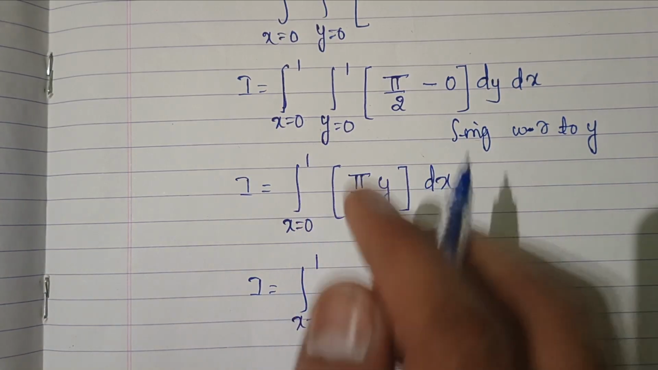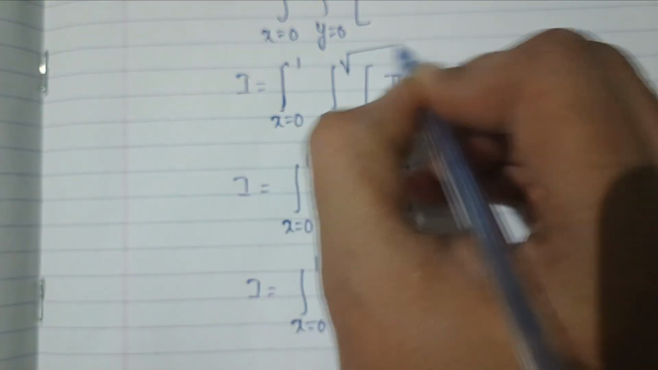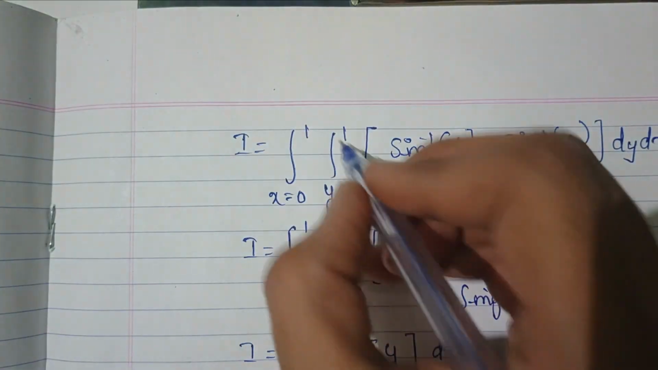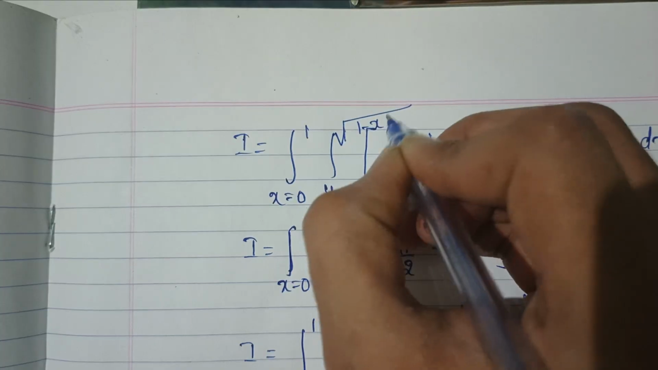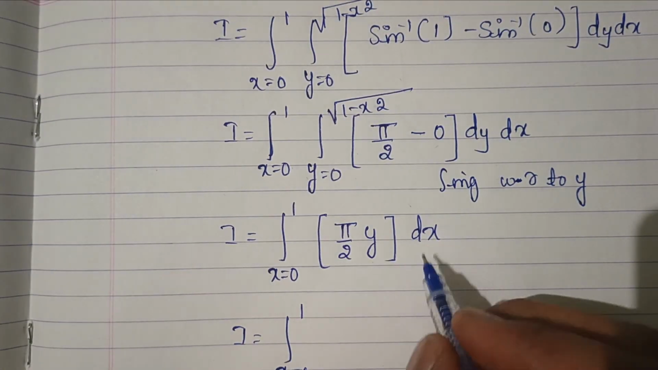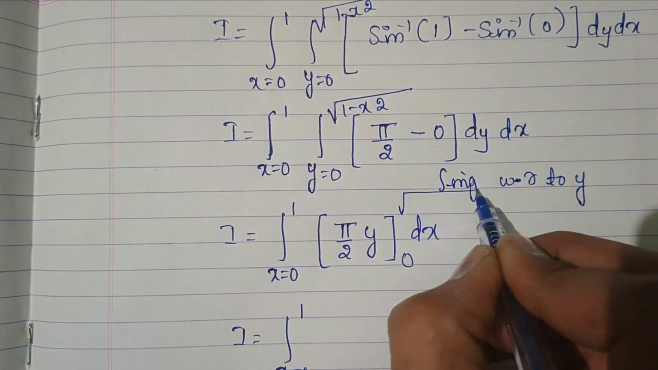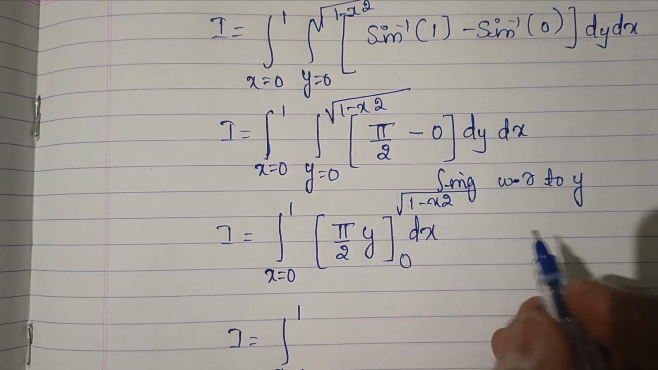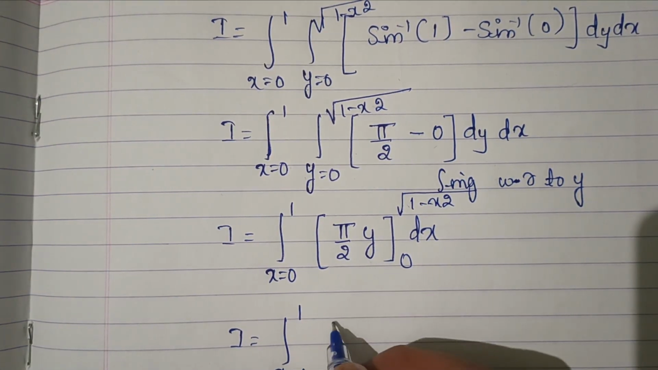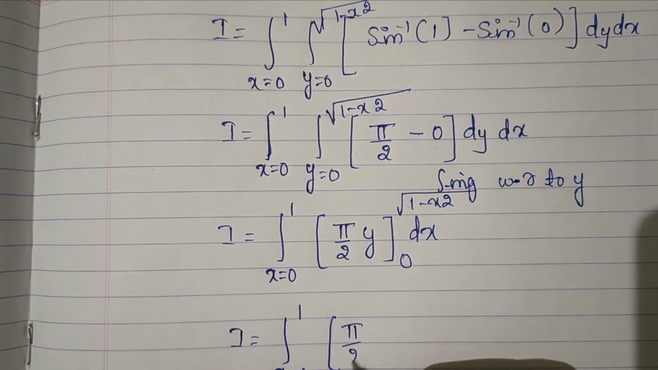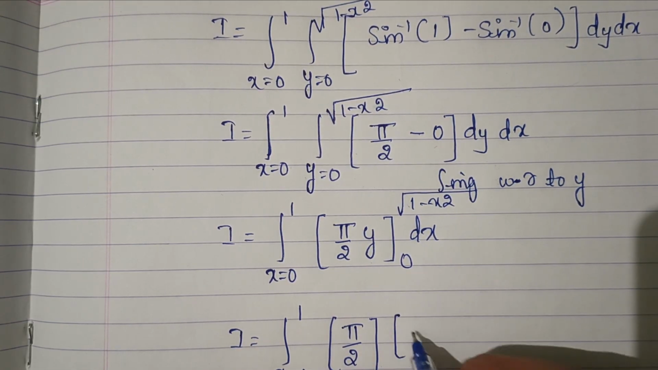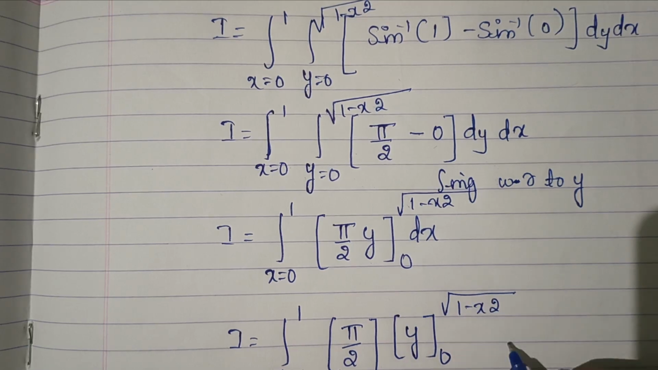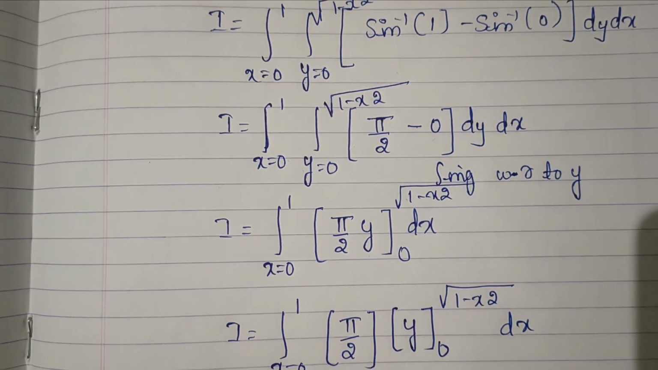What are the limits for this one? Sorry, this one is 1 minus x square. This is also 1 minus x square. So what are the limits? 0 to root of 1 minus x square. When we apply the limit, we get pi by 2, taking outside y from 0 to root of 1 minus x square of the dx.